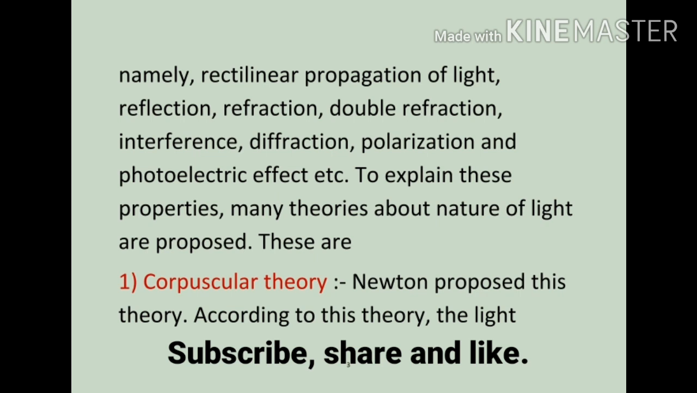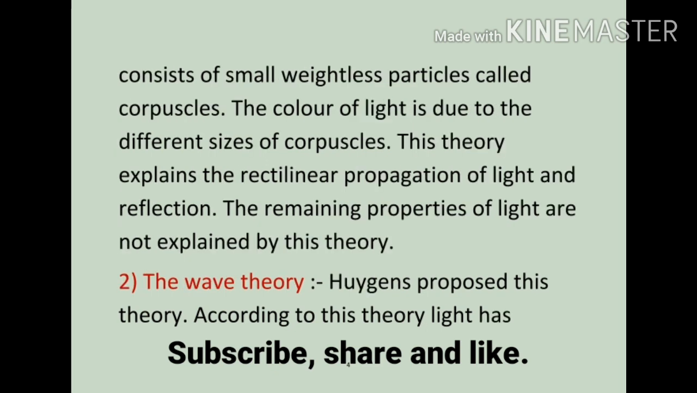First one, the corpuscular theory. This theory was proposed by Newton. According to this theory, light consists of small weightless particles which are called corpuscles. The color of light is due to the different sizes of corpuscles. This theory explains the rectilinear propagation of light and reflection, but it cannot explain the remaining properties of light.